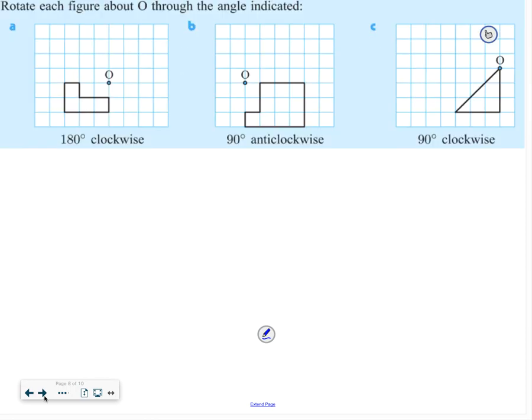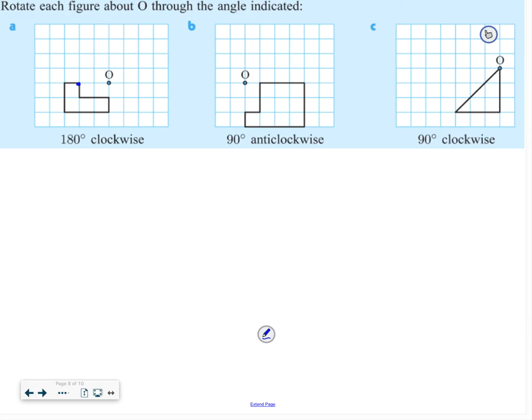So rotate each figure about O. We have this L-looking shape. If I want to rotate this figure, I'm going to move this point around O, and it's still going to be the same distance away from O.